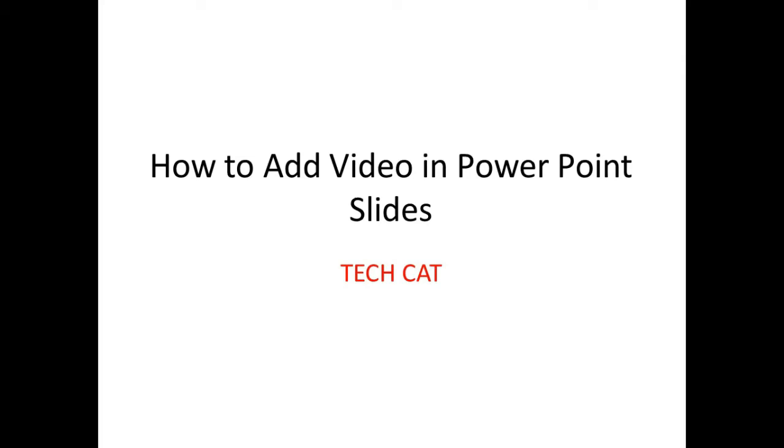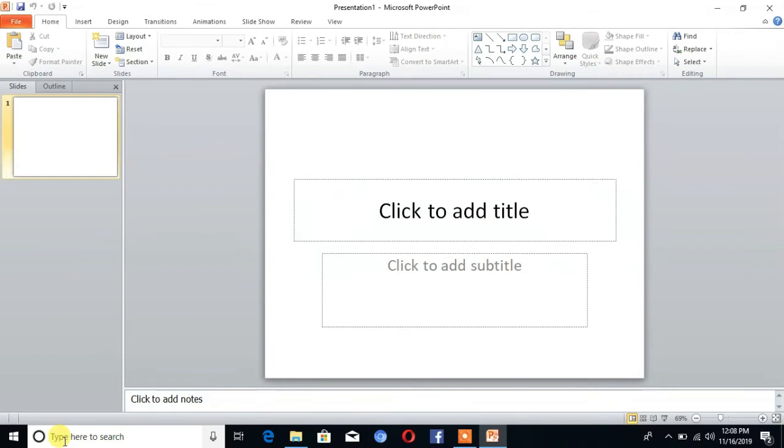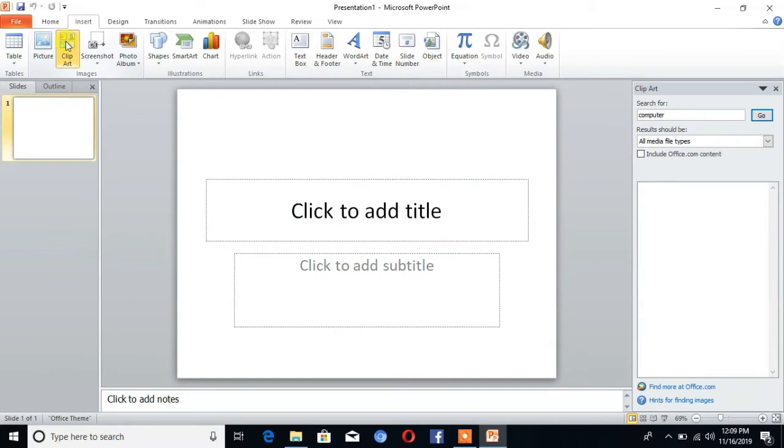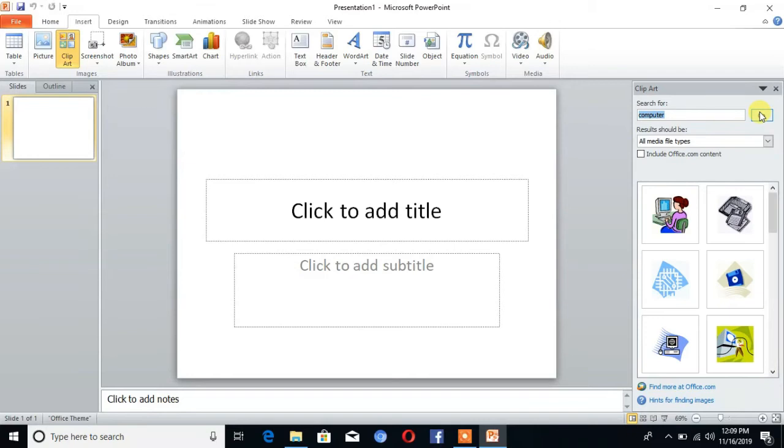Now let's start the topic. The very first step is open the PowerPoint, then click on Insert, click on Clip Art. Here you can search anything which you want in your presentation. Write computer, then click on Go.